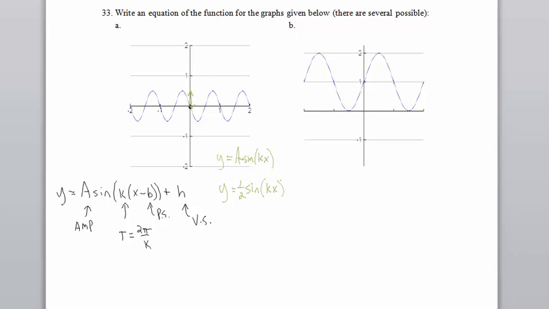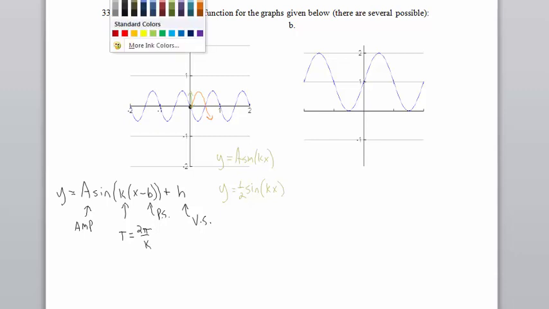I also notice that it's flipped upside down, right? Normally the sine curve, let me use orange, would go up and start going like that. But this sine curve starts going down, which means it's been reflected around the x-axis, so I just need to make all the outputs negative, or just tack on a negative to my function. So negative 1/2 sine kx. And now all I need to do is solve for k.